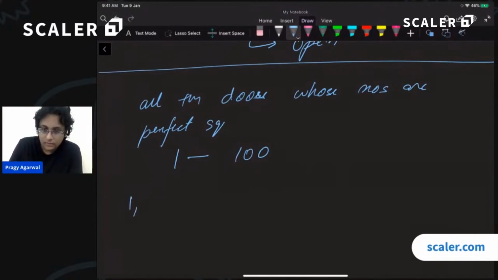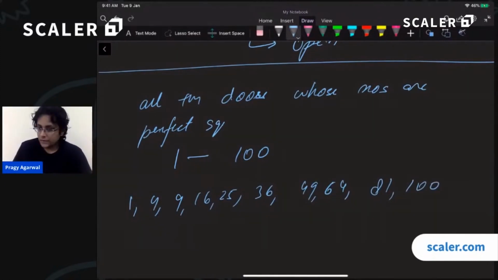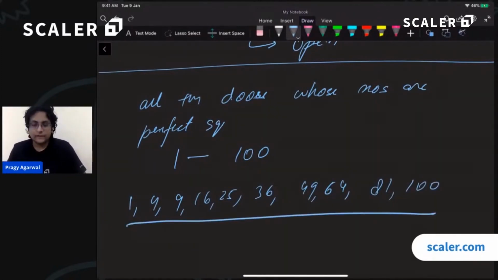So that is 1, then 4, 9, 16, 25, 36. Then what do we have? 49, 64, 81 and 100. Right? Exactly 10 doors will remain open, and all these are the doors that will remain open. Is that clear? Yes.